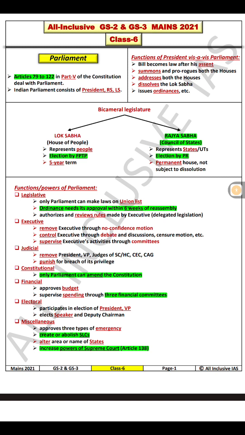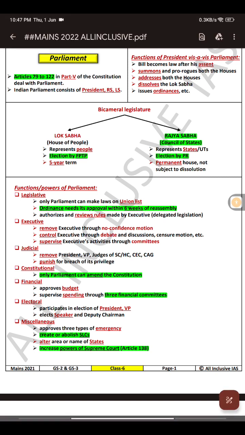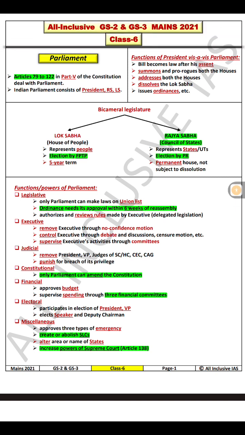Lok Sabha, the House of the People, represents the people. Election is by the first past the post system, with a 5-year term. Rajya Sabha, the Council of States, represents states and UTs. Election is by proportional representation. It is a permanent House, not subject to dissolution.